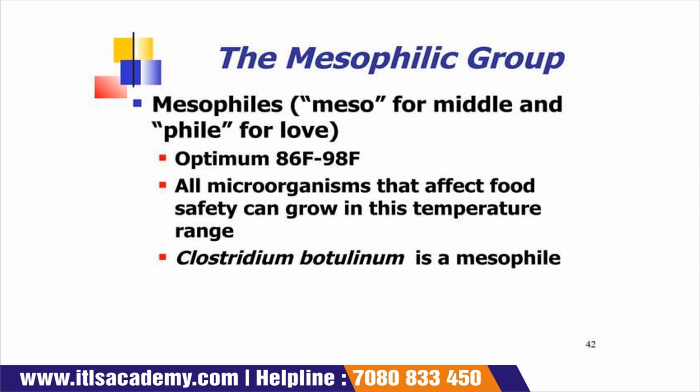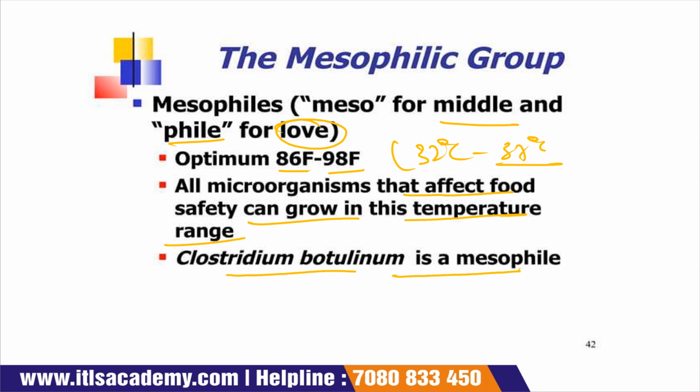Mesophiles can grow at a normal temperature. The word is also made up of two parts: meso and phile. Meso means middle and phile means love. The optimum temperature for mesophilic bacteria is between 86 degrees Fahrenheit and 98 degrees Fahrenheit, that is 32 degrees Celsius to 37 degrees Celsius. All microorganisms that affect food safety can grow in this temperature range. Clostridium botulinum is a mesophile.